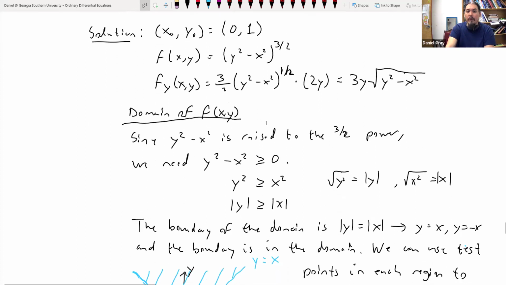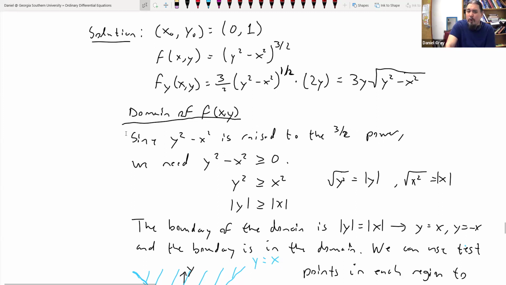So the domain of f(x,y), let's see if we can find that. Why are we interested in a domain? Well, you'll recall that determining whether a function is continuous at a point is really hard for multivariable functions. So my contract with you was that I would only give you functions where if the point is in the interior of the domain and not on the boundary, then that function is continuous at that point. So since y squared minus x squared is raised to the 3/2 power, that's like cubing it and then taking the square root.